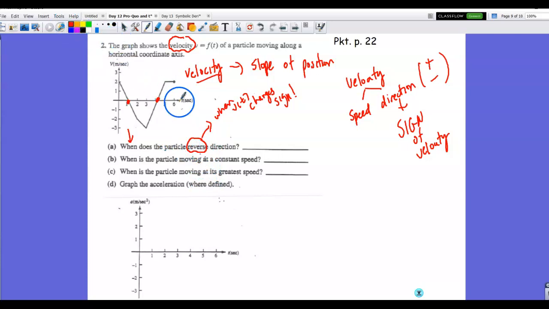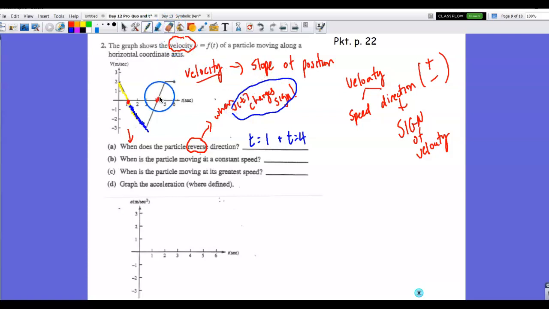So the question is, does the particle change signs? Well, from 0 to 1, the velocity is positive because the graph is above the x-axis. And from 1 all the way to, looks like 3, the velocity is negative. So yes, there is a sign change. So the particle reverses its direction at t equal to 1 and t equal to 4. Again, what you're looking for is a velocity change of sign, and that happens here.